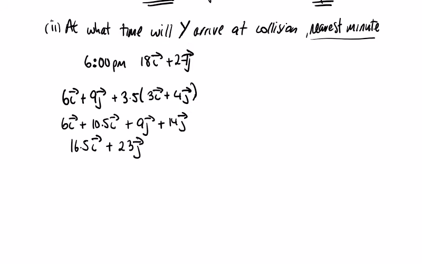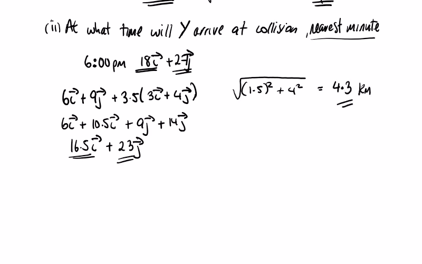So to get the relative distance away, we're going to take the difference between the i's and we're going to square them. So that's 1.5 squared, and the difference between the j's is 4 squared. And if we get the square root of that number on a calculator, it comes out as 4.3 kilometers. So that's the relative distance.